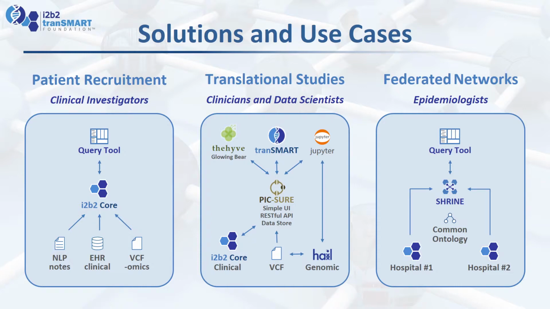Institutions that map their local coding systems to a common ontology can use the SHRINE software to build federated data networks which protect patient privacy by keeping the data within each hospital's local i2b2 database. The largest SHRINE networks contain data on more than 100 million patients, enabling large population-wide studies.